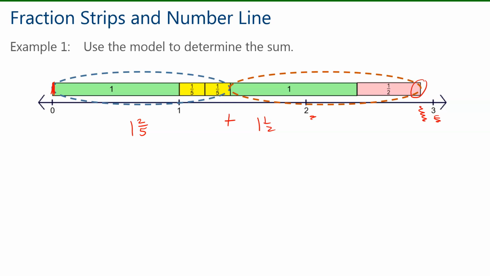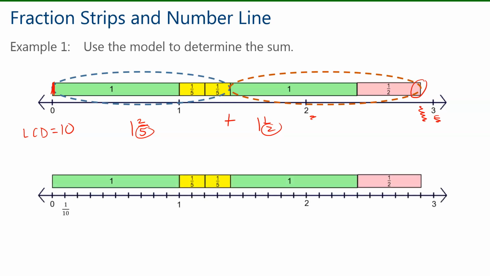How do we get around that? Good old LCDs again. If I look at my 5 and 2, my LCD for 5 and 2 is 10. So what my LCD tells me to do is take this initial number line and split it into tenths. And if I do that, I will get this particular picture. Now, start at 0, I end off over here, and over here is actually 2 9/10. So when we add 1 2/5 plus 1 1/2, we get 2 9/10. And that is simplest form.